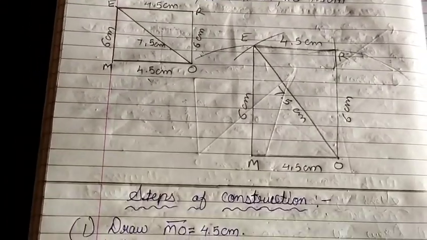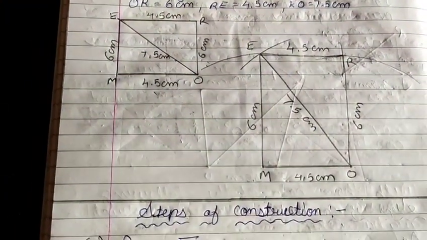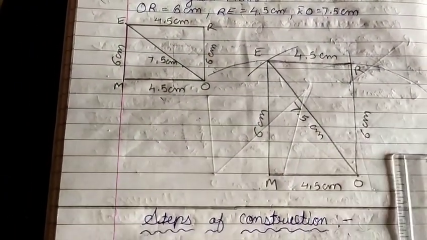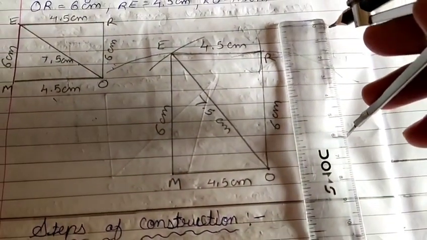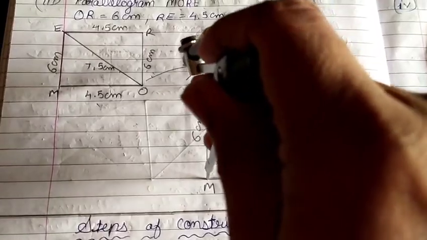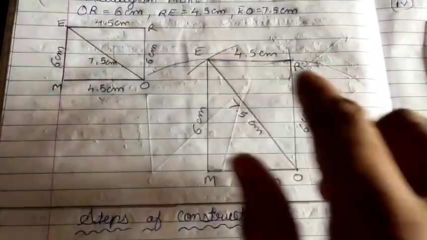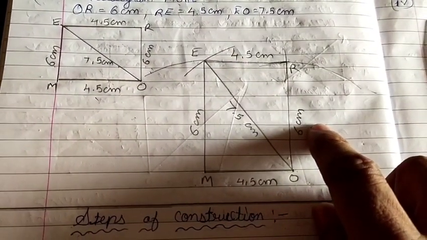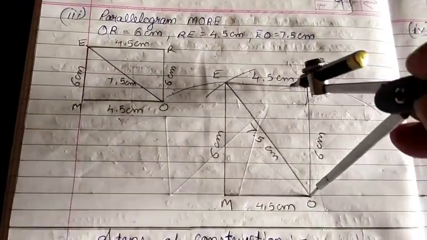Then with center M, you have to construct this line. So what to do? You have to take 6 centimeter with the compass, adjust it properly, then place it on M in this way and draw an arc. As we all know that in a parallelogram opposite sides are equal, so obviously this also you have to construct with the same length. So place it on O and draw an arc.